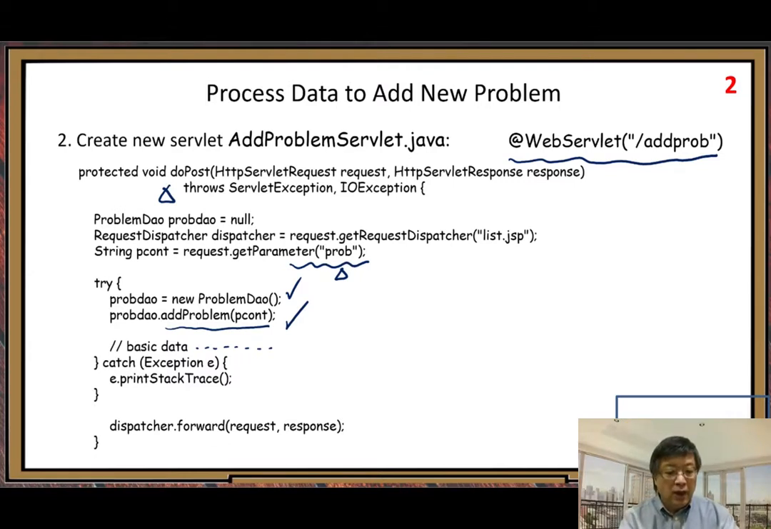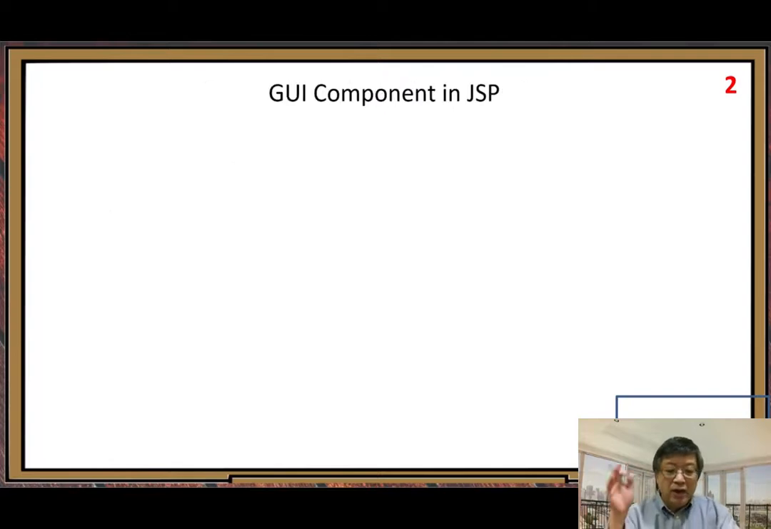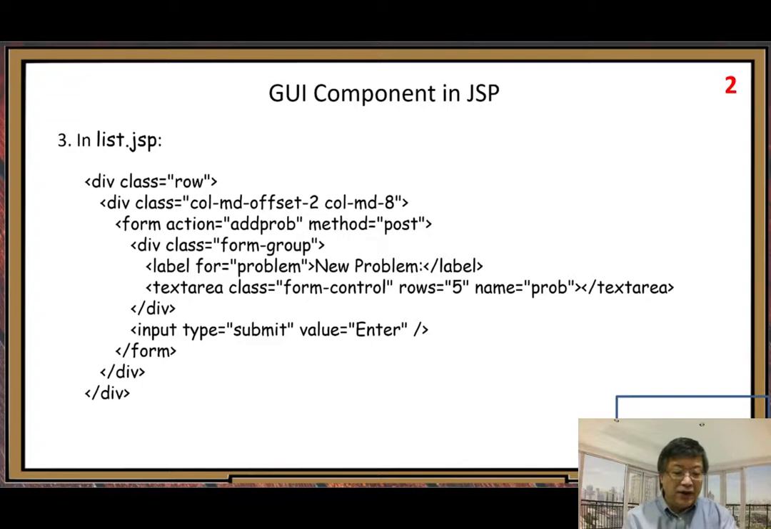All right, then the last step, the GUI component in the JSP. We need to add a text area to allow the user to enter a new question, a new problem. So in our page, we add one row. In this row, we add an HTML form. The action of the form is add_prob, that is the URL pattern of our servlet.